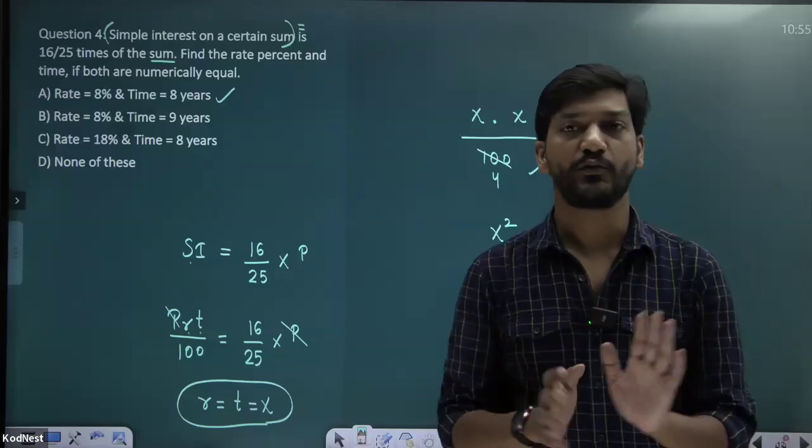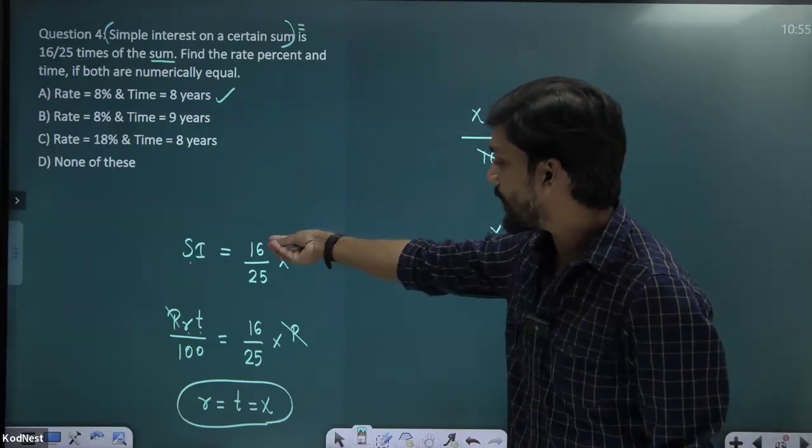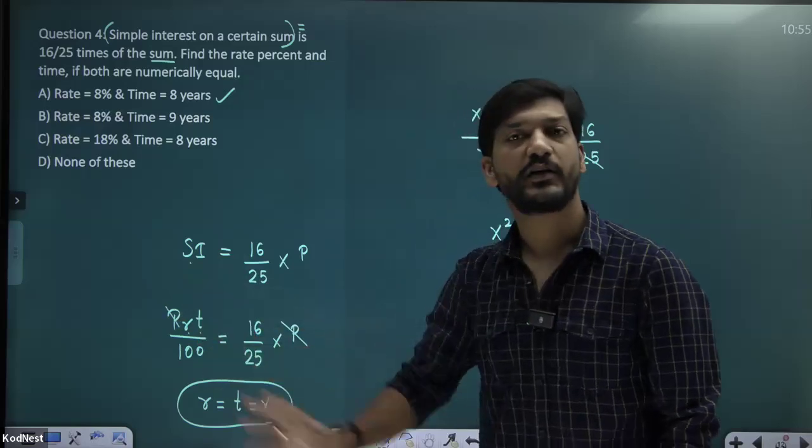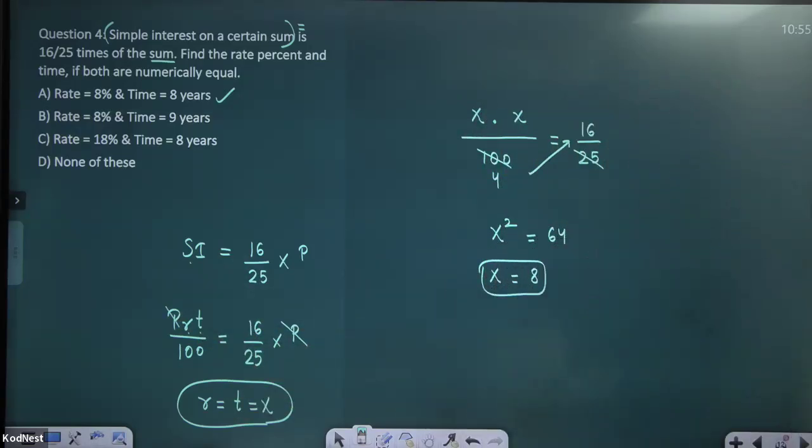So a very simple question, but yes, you should be at least able to write this equation, apply the formula and solve it accordingly. A simple question. Okay, see please. Don't do it by options because option D is none of these. That's why. Okay, don't do it by options.